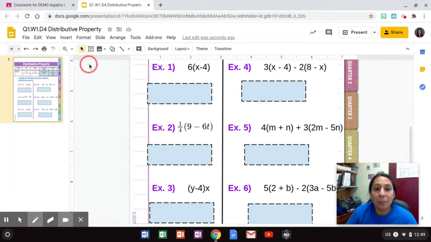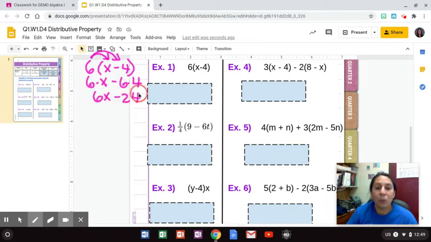So example 1, we have 6 times x minus 4. What we're going to do is we're going to multiply 6 times x and 6 times 4. So 6 times x minus my 6 times 4. So that's going to give you 6x minus 24, which is what we'll input into our little box right here.